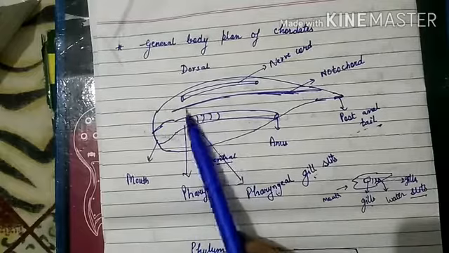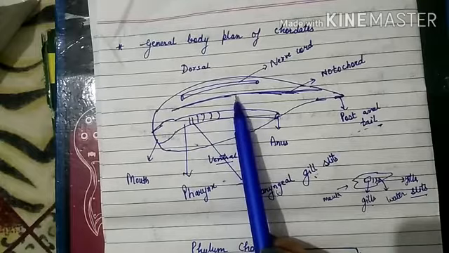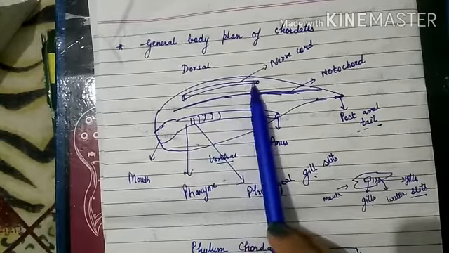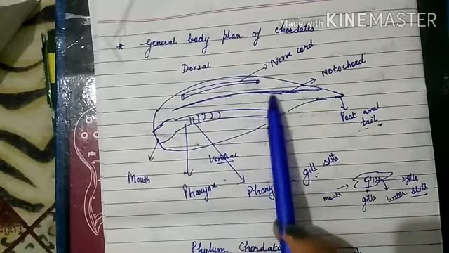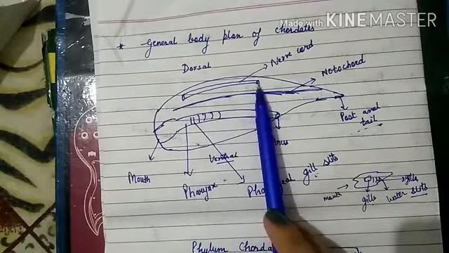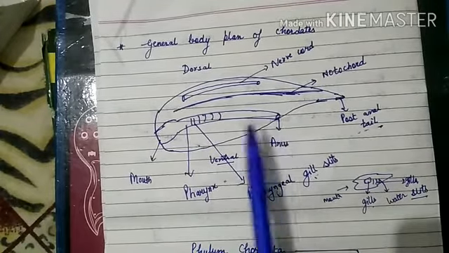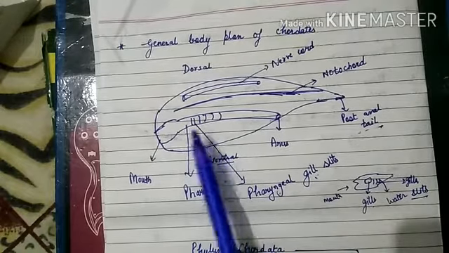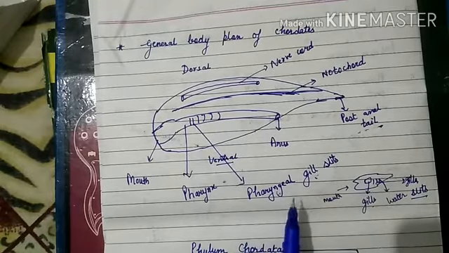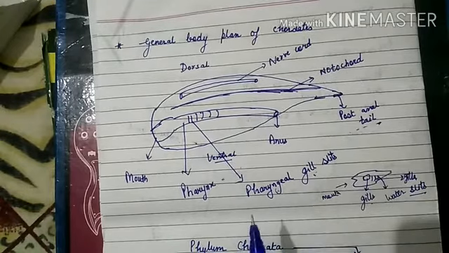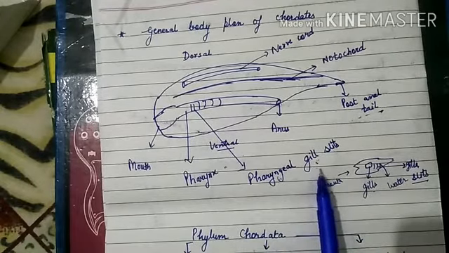Then another feature is the presence of the notochord. Notochord is present and there is a dorsal hollow nerve cord. The notochord is solid in nature and the nerve cord is hollow in nature, and there is a complete digestive system starting from the mouth and ending at the anus. There are pharyngeal gill slits in the pharynx, and in the human case they are found only in the embryonic form. This indicates we have developed from animals like fishes. So it means our ancestors are fishes.